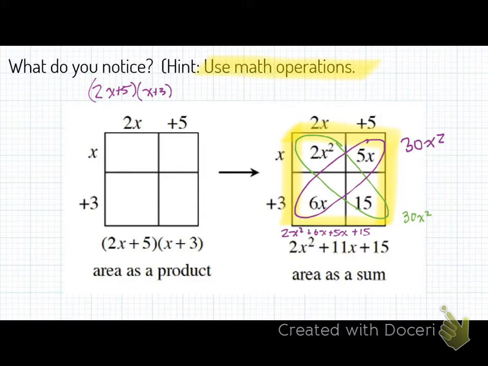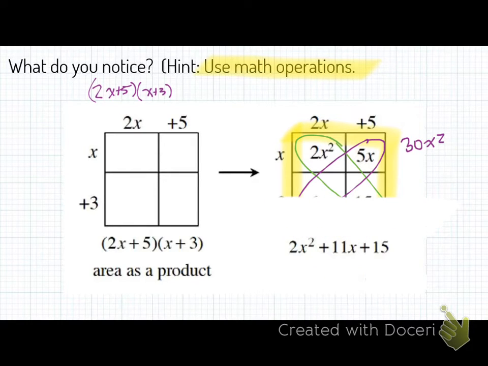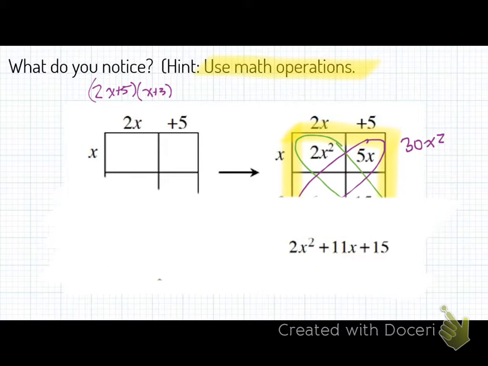Okay, so that's super important because today, check this out. This is what we're doing today. Sorry, this is the big idea, but we're going to pretend like we're starting with this. I'm going to erase everything.